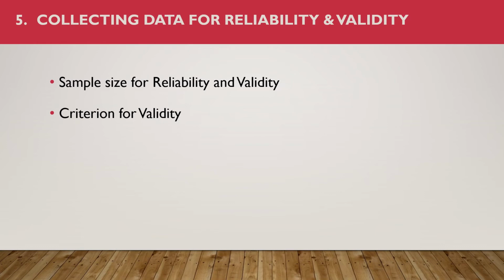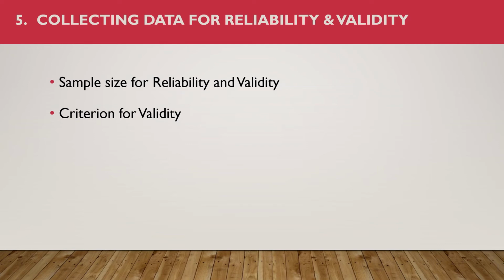And the fifth step of test development is the actual data collection process for reliability and validity. At that time you have to decide the sample size for the reliability and for the validity. There is a thumb rule: most of the time, the minimum sample for reliability and validity is not less than 300. Why we take 300 is a very important point.